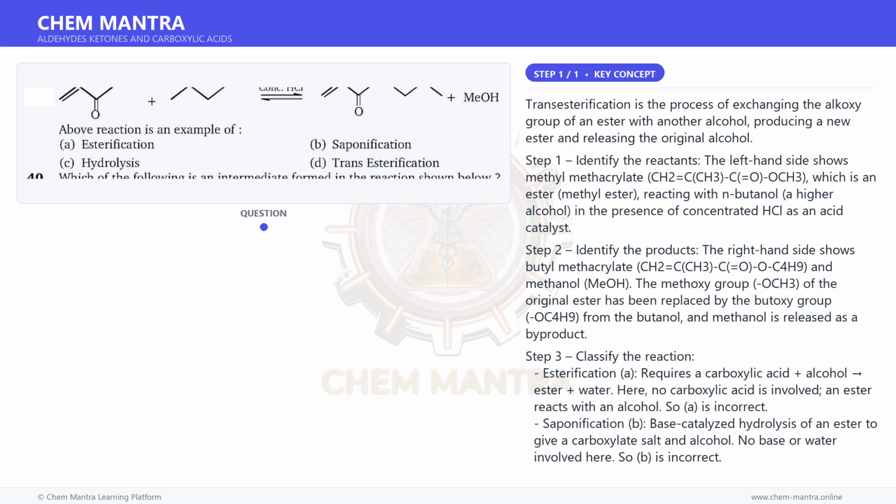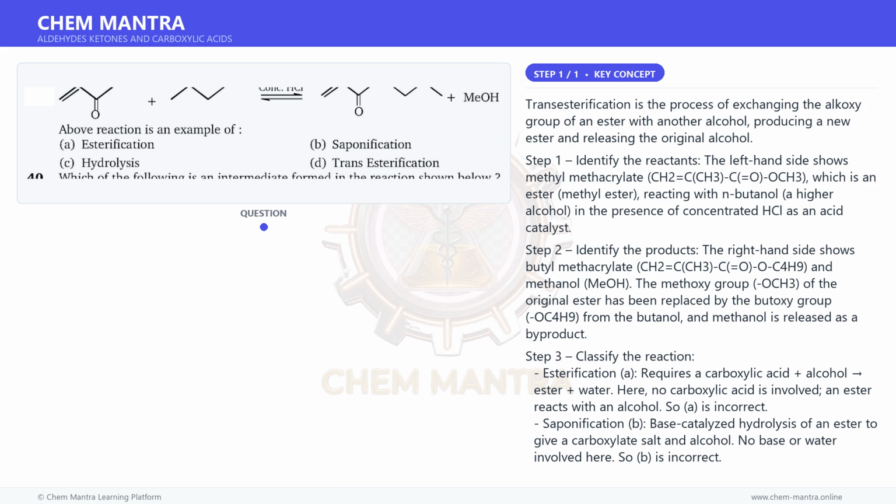Step 3. Classify the reaction. A. Esterification requires a carboxylic acid plus alcohol giving an ester plus water. Here, no carboxylic acid is involved. An ester reacts with an alcohol. So, A is incorrect.